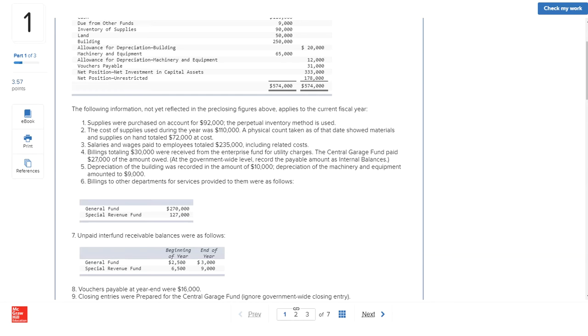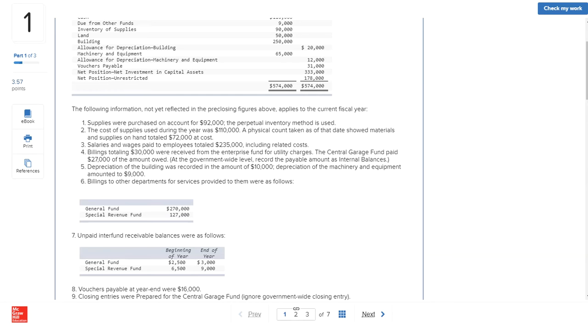In number 3, and you can see we're kind of following along here, salaries and wages paid to the employees total $235,000. So in your internal service fund, that's going to be an expense similar to what you see on page 266, and in your governmental activities also going to be an expense of the general government.